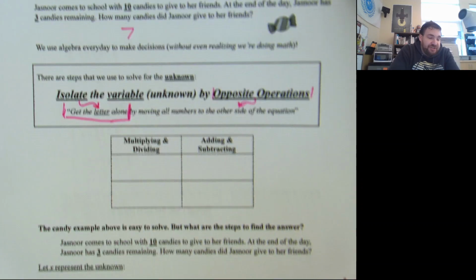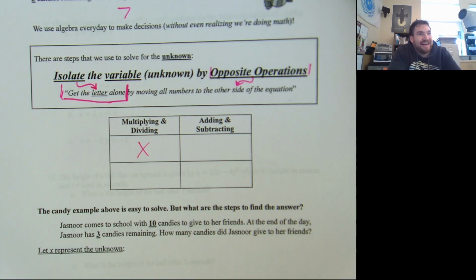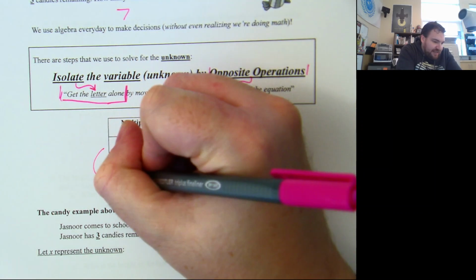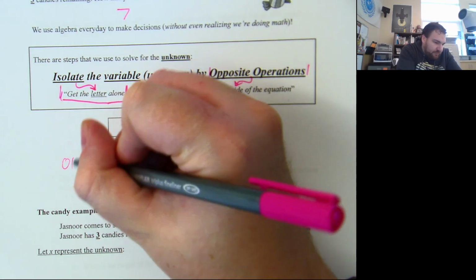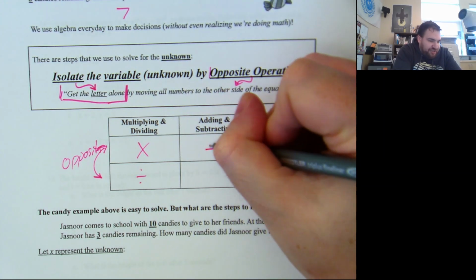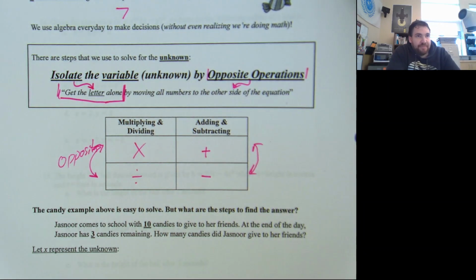Now, we've got opposite operations. If I am multiplying, what's the opposite operation for multiplication? How do I undo multiplication? Sorry? Yeah, division. Multiplication and division, these are opposites of each other. And addition and subtraction are opposites of each other as well. If I'm adding something by 2 and I want to undo that, I just have to take that 2 away, for example.